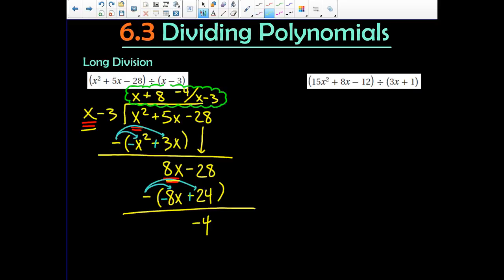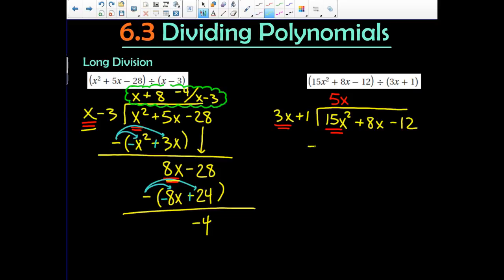Okay. Let's do it again. Okay, try again. So 3x plus 1, and inside the box we have 15x squared plus 8x minus 12. This starts out, what times 3x will be 15x squared? So 5x goes here, right? And then I'm going to multiply that by 3x plus 1 and subtract it from what we have.